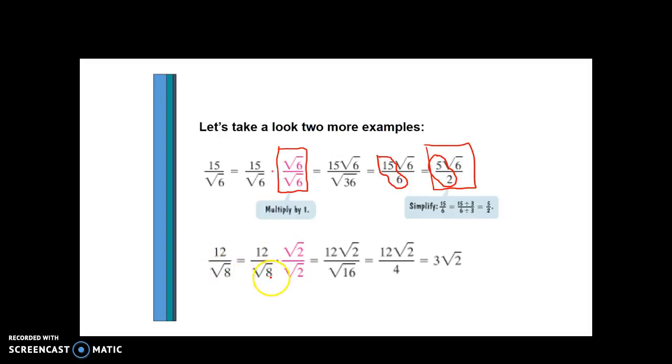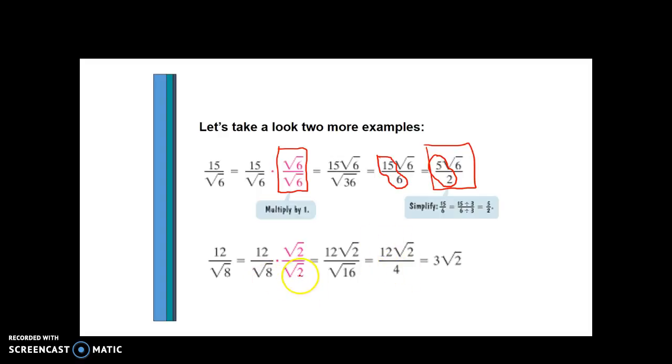You don't always have to multiply the root by itself. You could just multiply it by whatever number you need to, such that we get a perfect square. 16 is a perfect square, okay? If you did multiply this by root 8 over root 8, you're not wrong. You're still going to get the right answer. You just might have to do a little bit more reducing at this step.